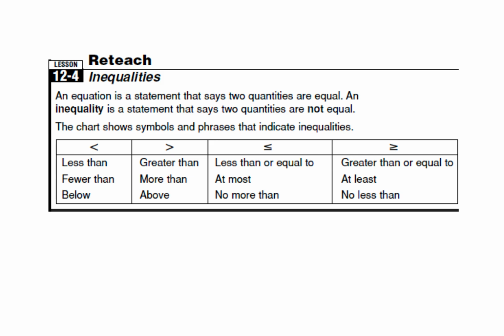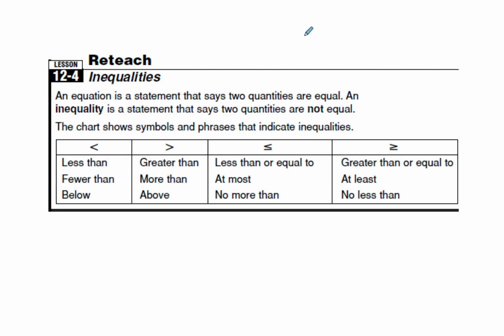All right, so let's start by just reviewing some of the key words that go with the different symbols for inequalities. An equation is a statement that says two things are equal. An inequality is a statement that says two things are not equal. The chart shows symbols and phrases that indicate inequalities. In our first category, we've got less than. It kind of looks like a sloppy L. It means less than. Other keywords there are fewer than or below.